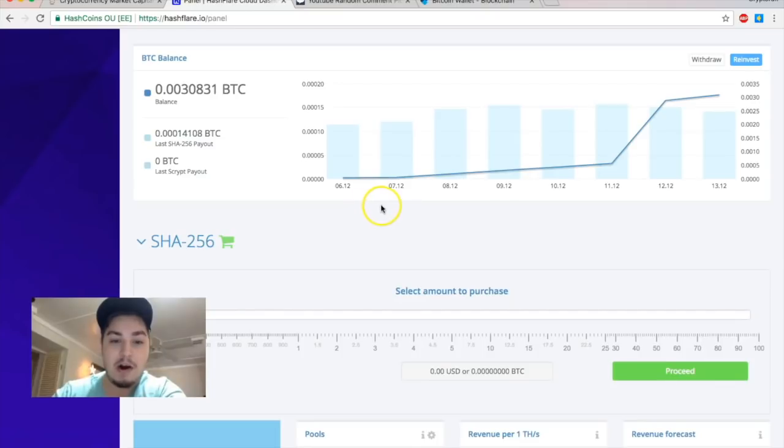All right, so these bars right here going up, that's showing my daily payout. So on the 6th of December, I had a 0.00011366 Bitcoin payout. And you see that number increasing a little bit, especially after I reinvested up to 1 terahash. I had 0.7 terahash in at first, and then I bought up to start with 1 terahash. So yeah, this is just showing my daily payout history.